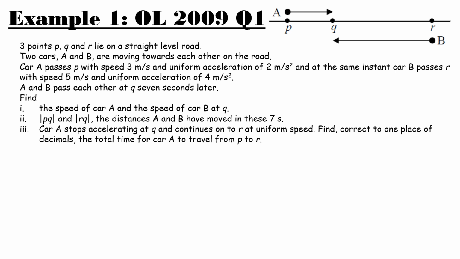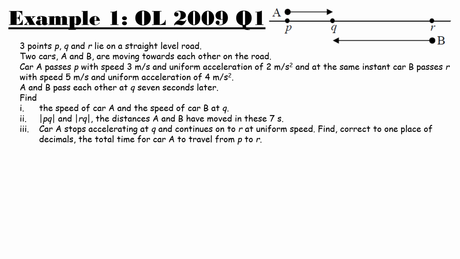So let's take a look at an ordinary level question here. This is from the 2009 paper and it's question 1. We have a nice little diagram that goes along with this, but we're told that we have 3 points, P, Q and R, that lie on a straight level road. 2 cars, A and B, are moving towards each other on the road. Car A passes P with speed 3 meters per second and uniform acceleration 2 meters per second squared. And at the same instant, B passes R with speed 5 meters per second and uniform acceleration 4 meters per second squared. A and B pass each other at Q, which is 7 seconds later.